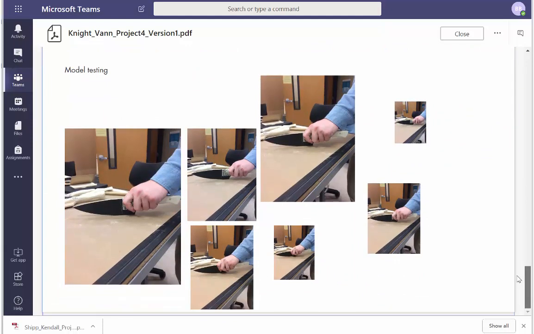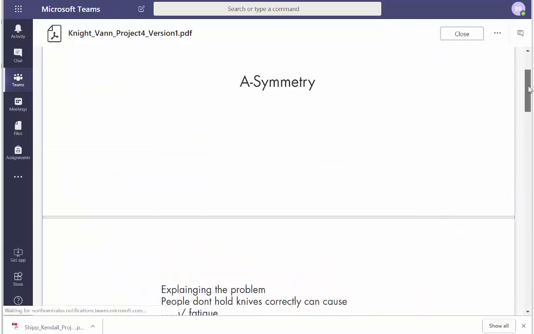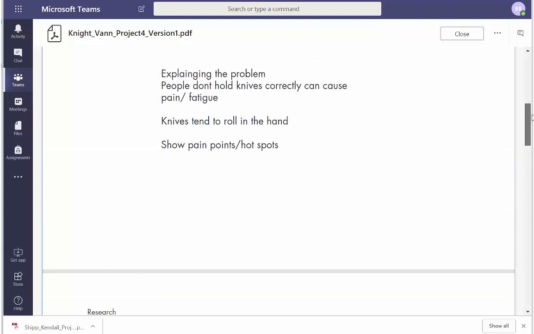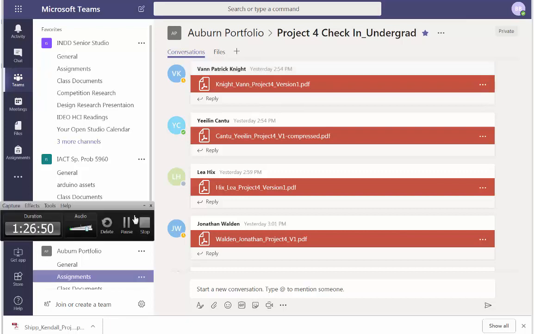Also, pro, I like that you're testing it. Con, it's in the wrong place. So really, this should be one of your strongest projects. This is kind of the thing that you do. So, I need it to be excellent. Let me pause again.